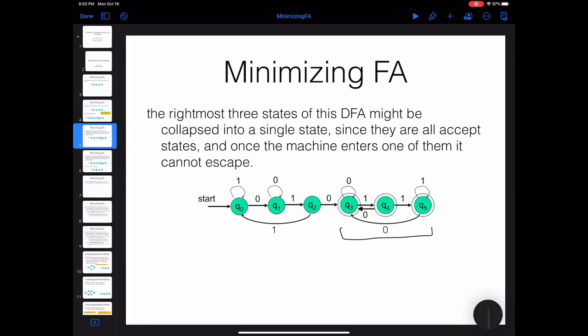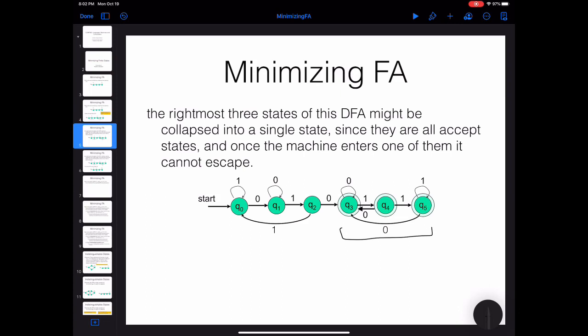From Q3, if you see 0, you will go to Q3. If you see 1, you go to Q4. In Q4, if you see 0, you are going to go back to Q3. From Q4, you go to Q5. In Q5, you stay or go to Q3. If you reach a final state here, you are going to stay. So the behavior of all of these final states is going to be the same. So basically, it is very clear that I can merge them.